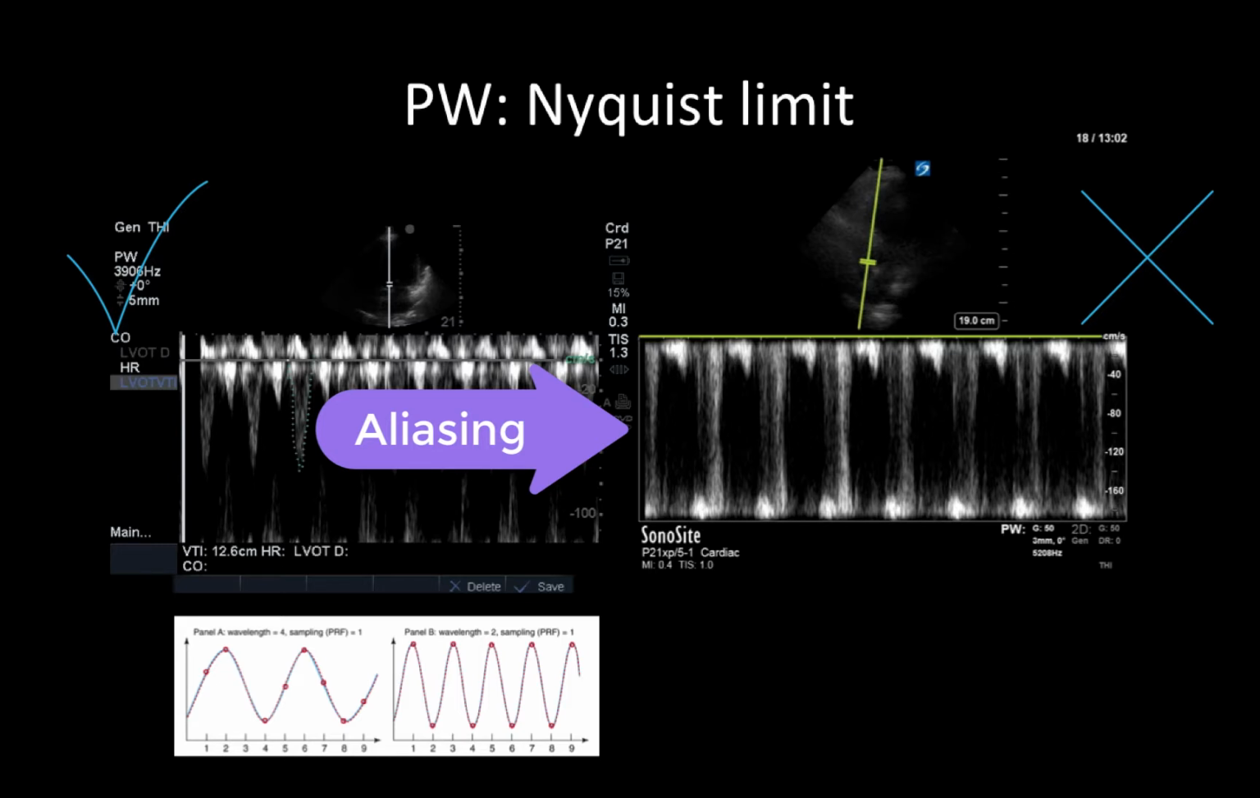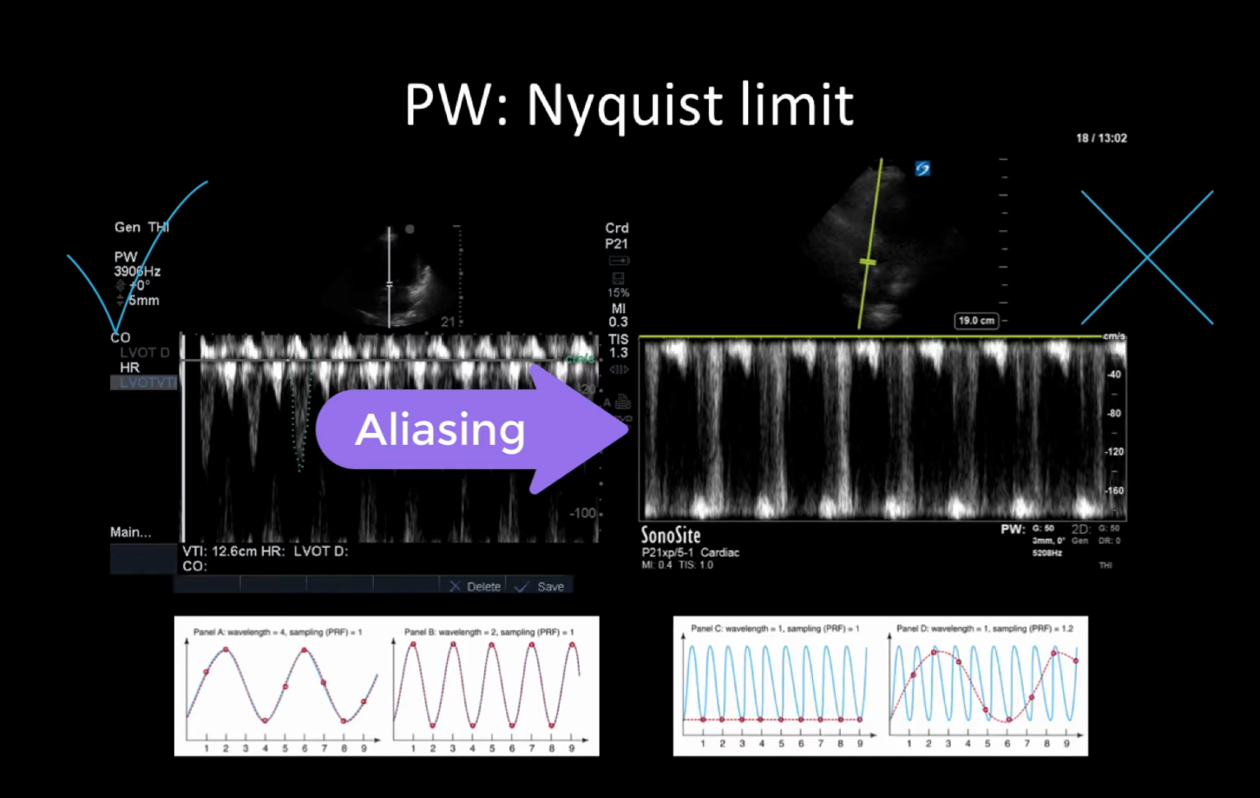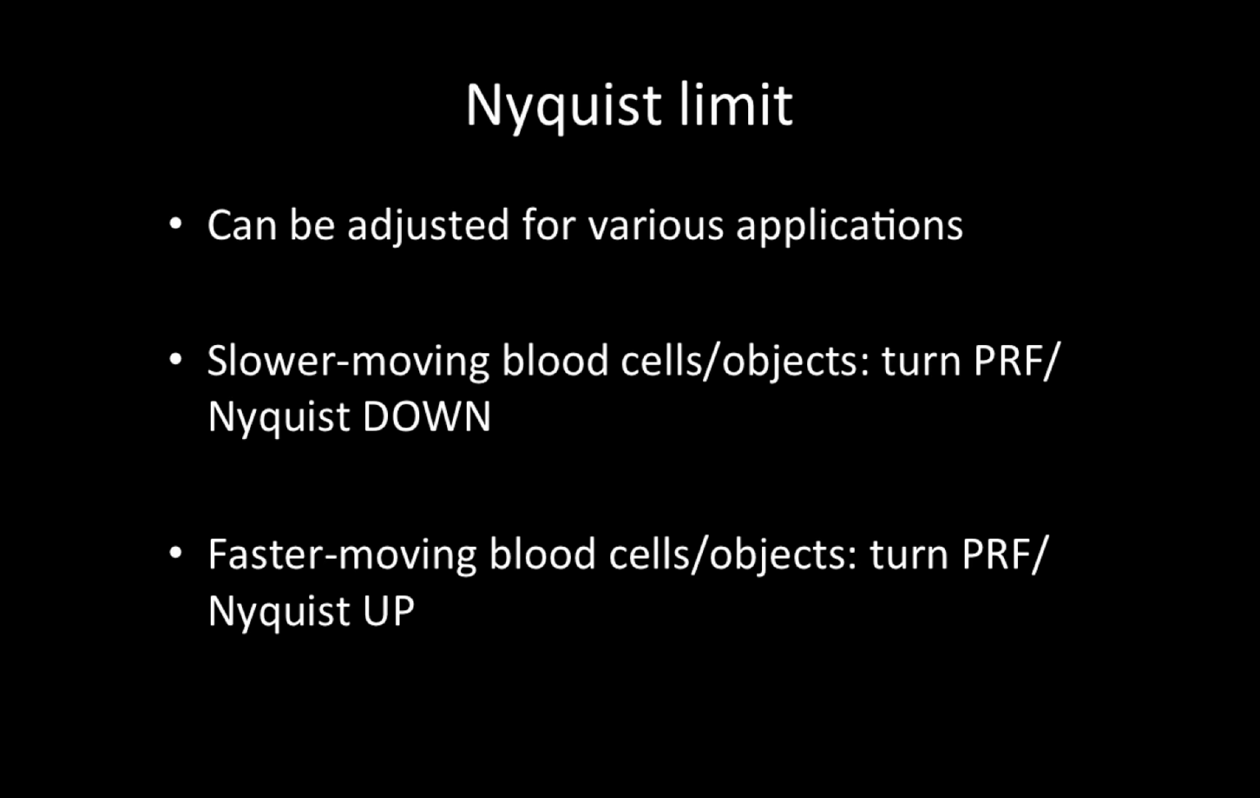As you can see, we have ambiguous signals both above and below the baseline, and the machine can't make sense of the waveforms. So this would correspond to panel C or D from our previous graphic. And the presence of the Nyquist limit is the primary limitation of pulse wave Doppler. A few other quick words about the Nyquist limit.